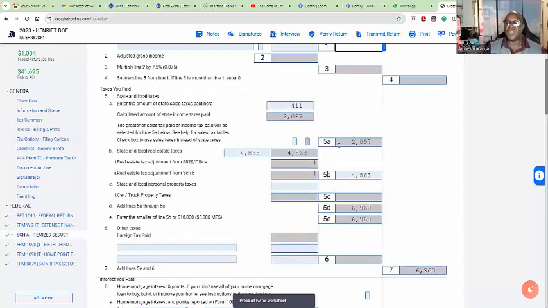So now if you can see on Schedule A, the greater of sales tax paid or income tax paid will be selected for line 5A. The greater of sales tax or income tax paid will be selected. So what is selected right now is 2,097 for the state income tax. States like our state of Washington, we don't have state income tax. So what is usually considered is the sales tax.